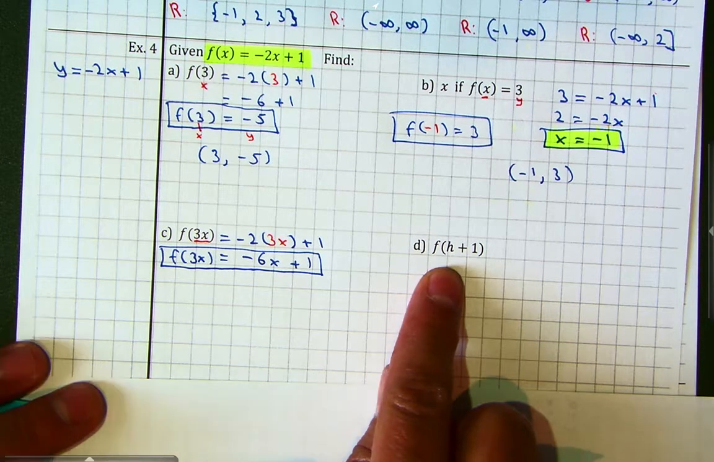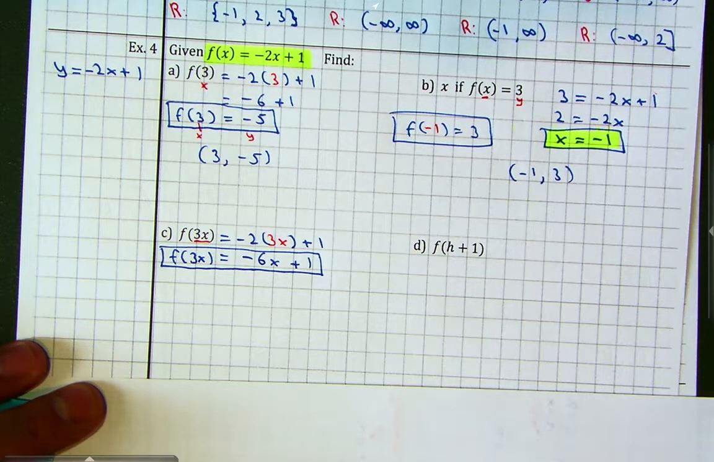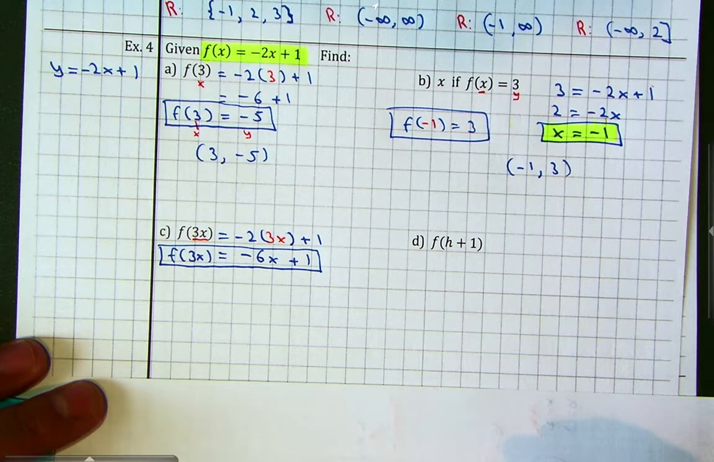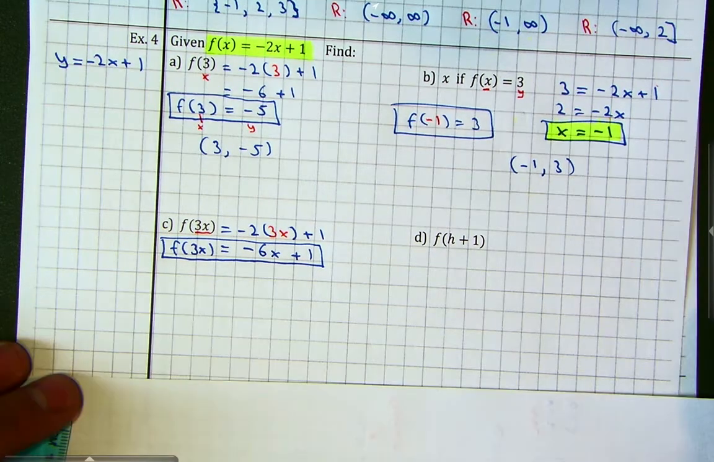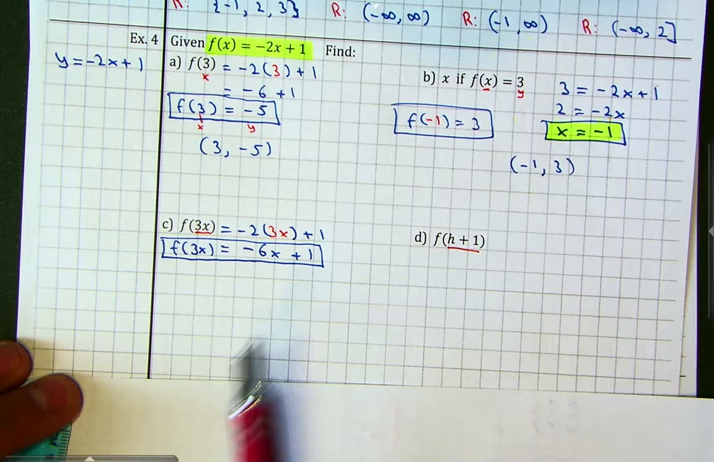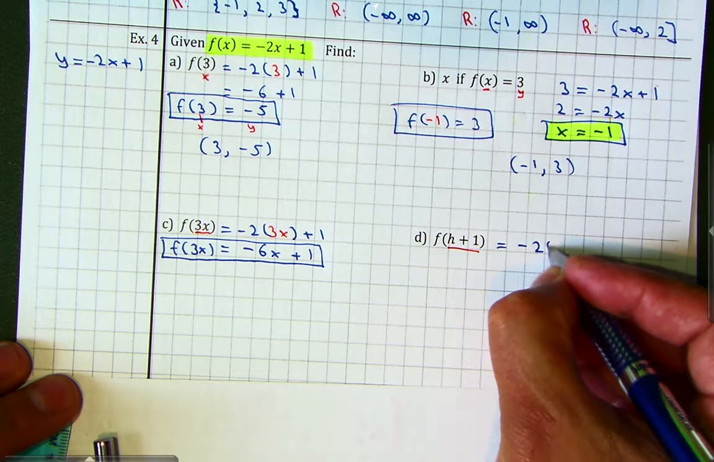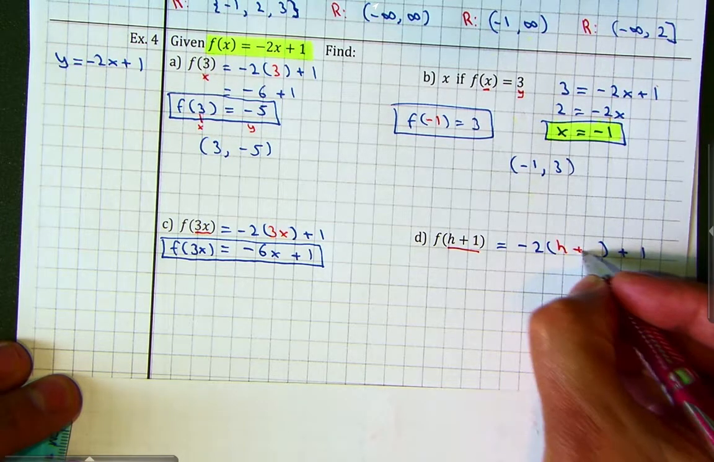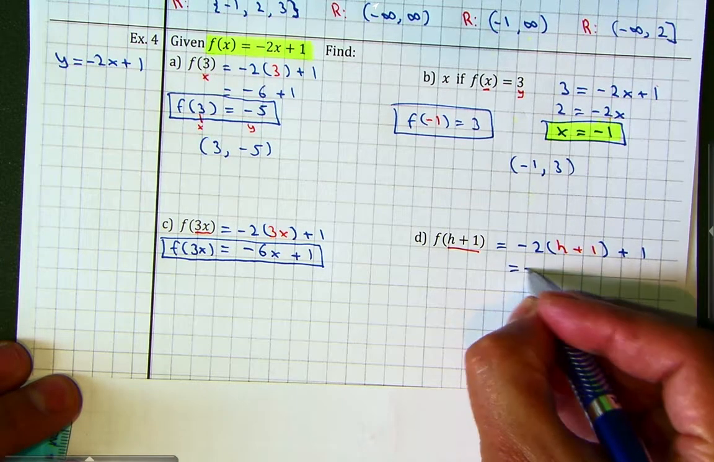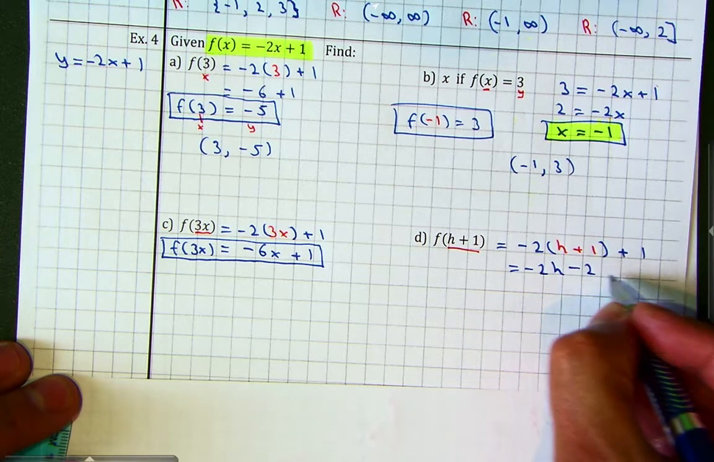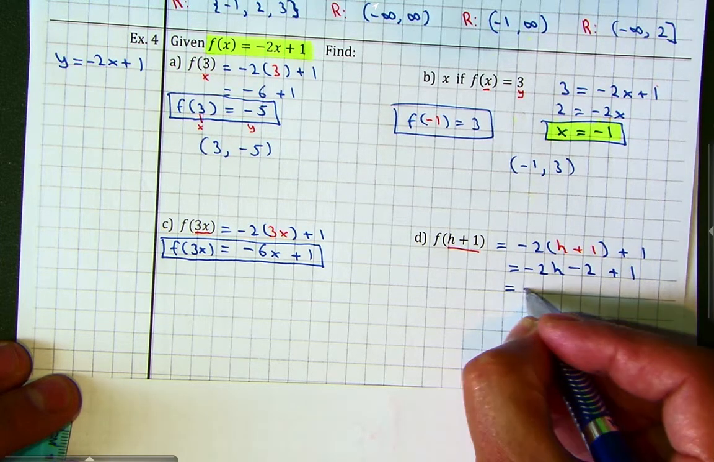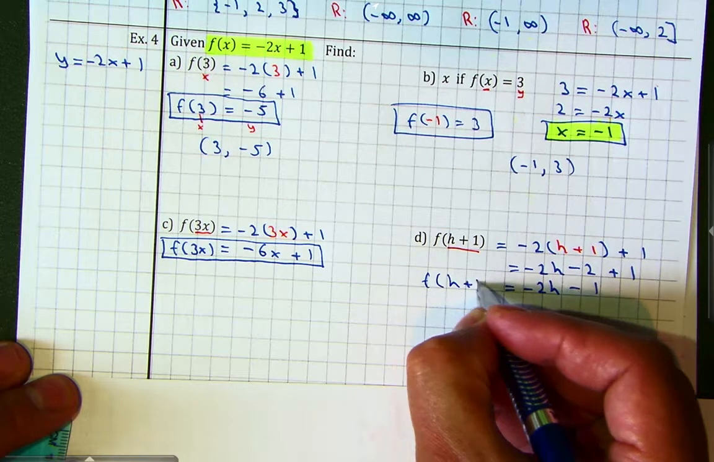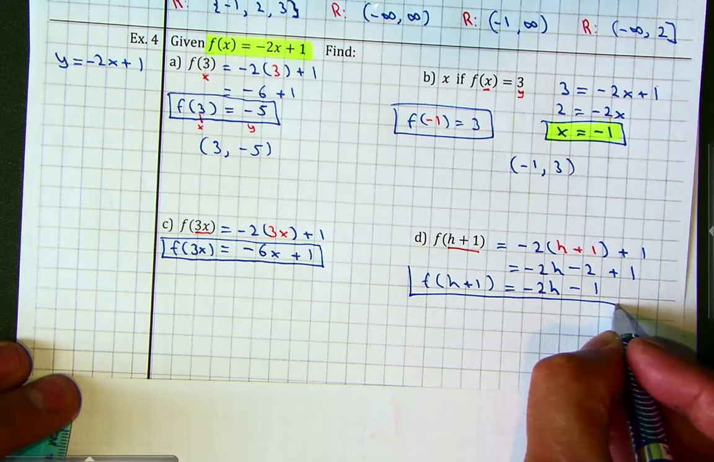Letter D. Try and see what you get. And pause it. So in this case, this tells me that I just need to replace the x with h plus 1. So therefore, it will be negative 2, instead of the x, I'm going to replace it with h plus 1. That will give me negative 2h minus 2 plus 1, negative 2h minus 1. Nothing else to simplify, so therefore this will be my answer.